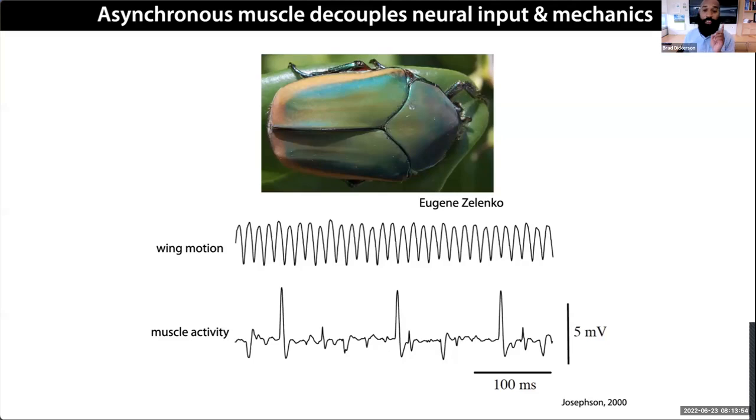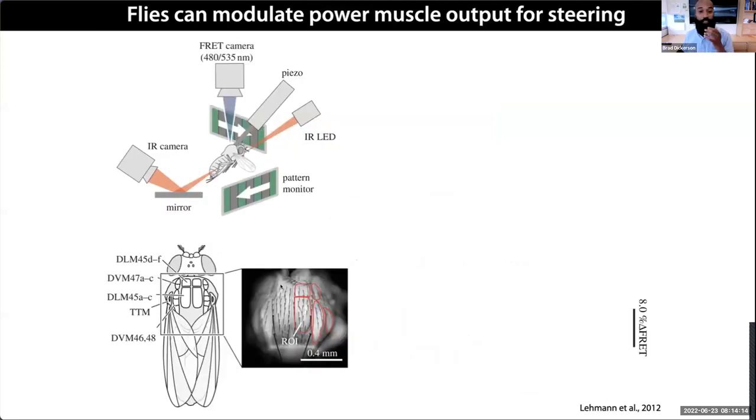But just to emphasize the point that Noah was making earlier about CPGs not being purely feed forward, there is some evidence that flying insects with asynchronous flight muscle can use this muscle to help them steer. As an example, this is work from about a decade ago, doing calcium imaging of the power muscles while a fly is flying and presented with different kinds of visual motion. Can you see my pointer if I move that? Okay, great. They're imaging from this region of the thorax.